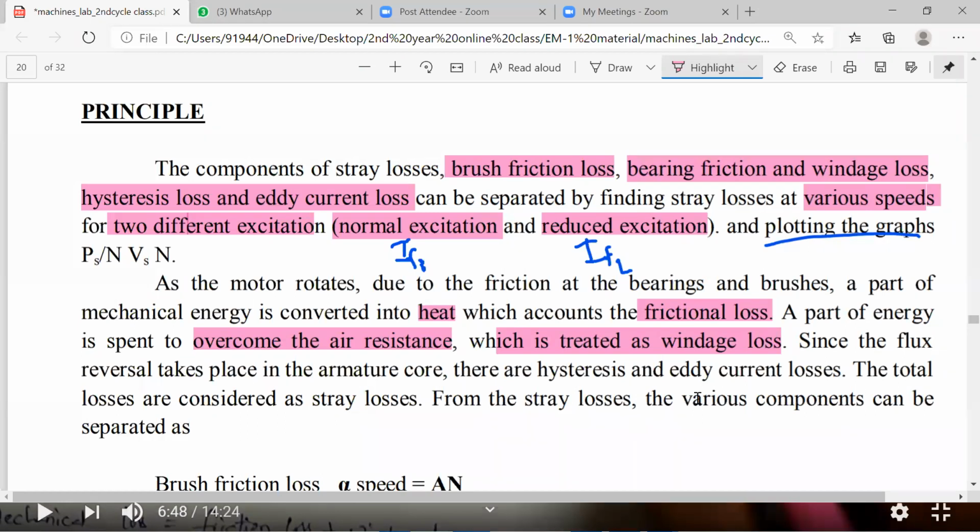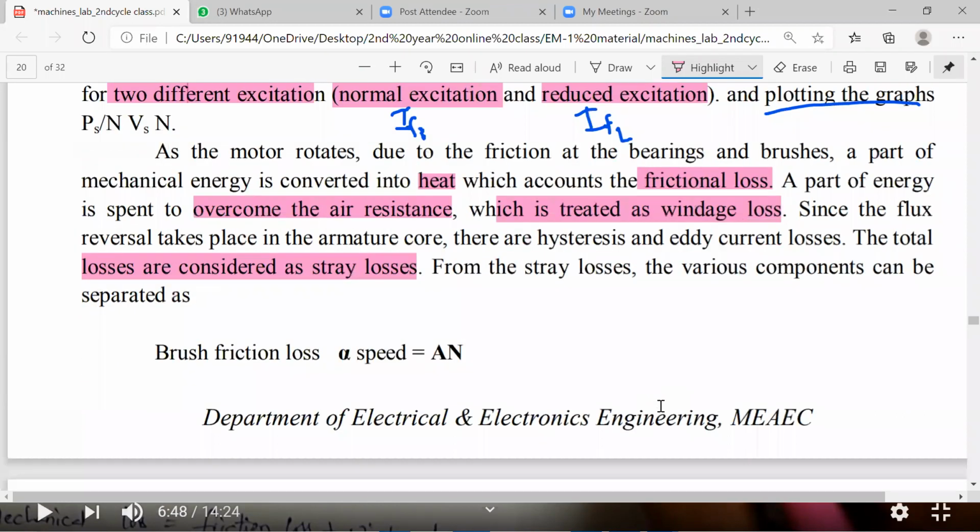In this test, we separate the hysteresis losses, eddy current losses, mechanical losses and brush friction losses. Four types of losses are separated in this test. The total losses are considered as stray losses. From these stray losses, the various components can be separated.